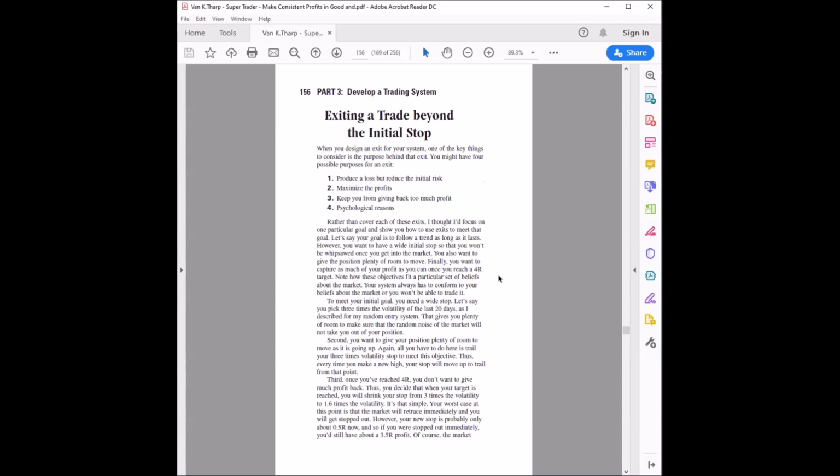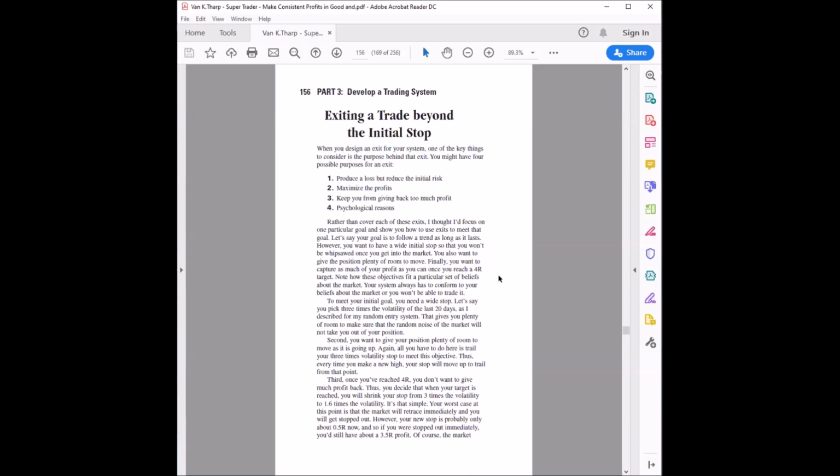When you are going through your plans and you have an idea for a trade, think about what your goal for that trade is. So he says, let's say your goal is to follow a trend as long as it lasts. So your goal is to press your winner into the trend for as long as possible. But you want to have a wide initial stop so you won't get whipsawed once you get into the market. You don't want to get hit with that sparky, sparky, boom, boom. You also want to give the position plenty of room to move. And you want to capture as much of the profit as you can once you reach a 4-hour target.